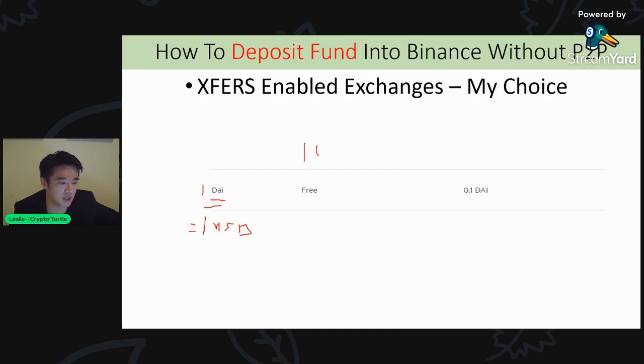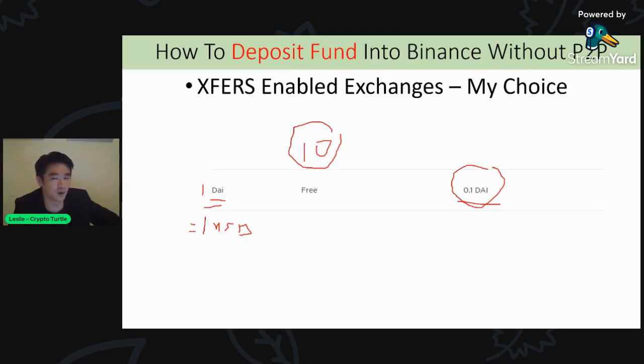And if you use up 10, I don't know if you're going to use so many in a month, then I think it's also pretty decent because the withdrawal fee is 0.1 DAI, which is essentially 10 cents, US dollar 10 cents, right? So I think it's pretty decent as well.